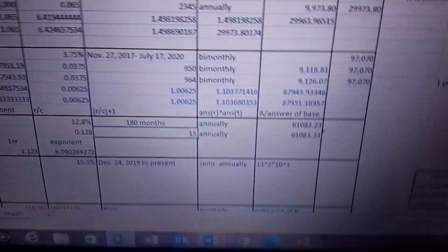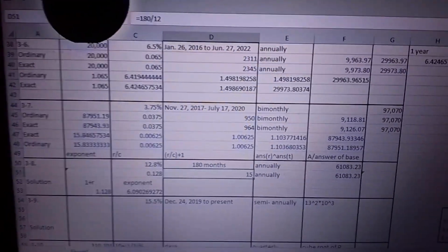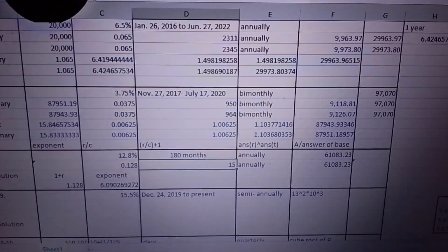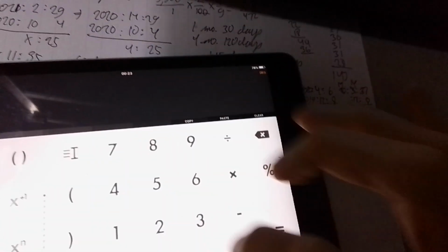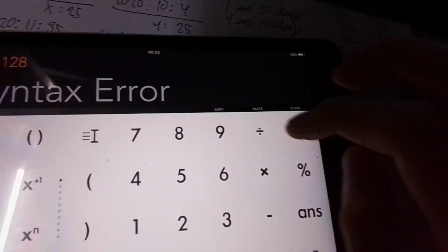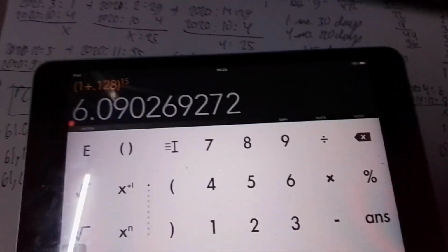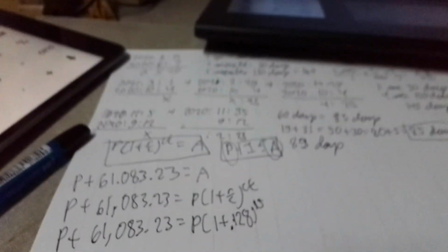And when we do that, we get 6.9090. Let me double check with my calculator to see if it's correct. Please wait a while because I'm going to turn it on. So remember this is the problem. We have 1 plus 0.128 being raised to the 15th power. So we're supposed to get that answer, right? And now we have this answer as follows.